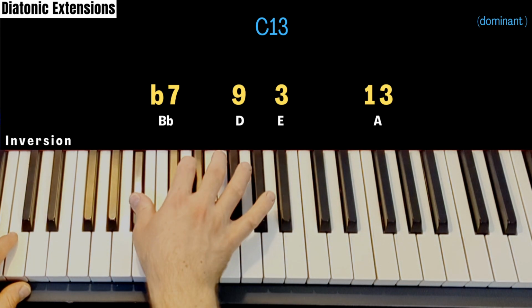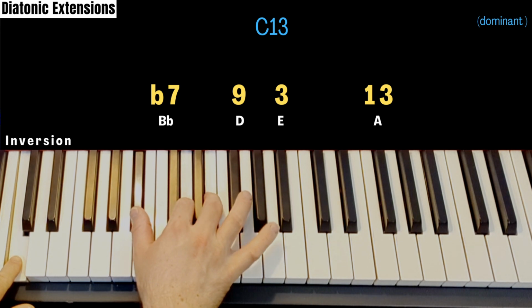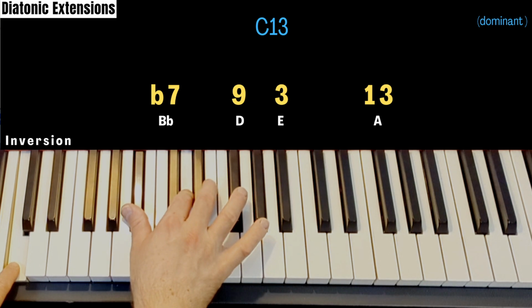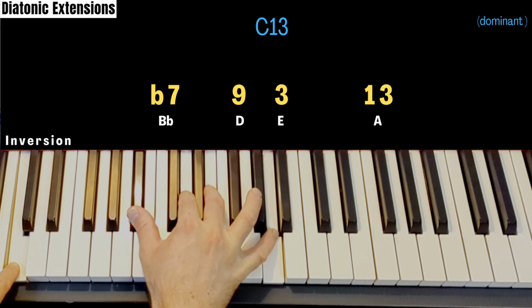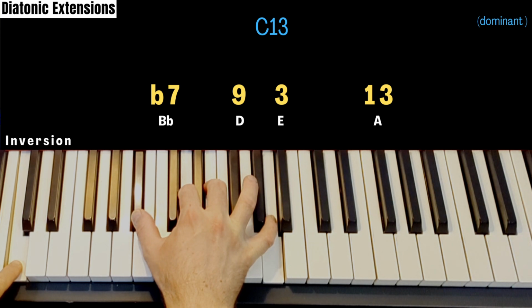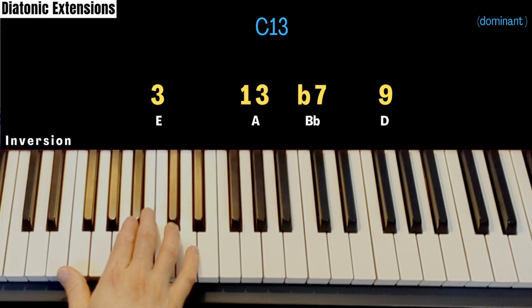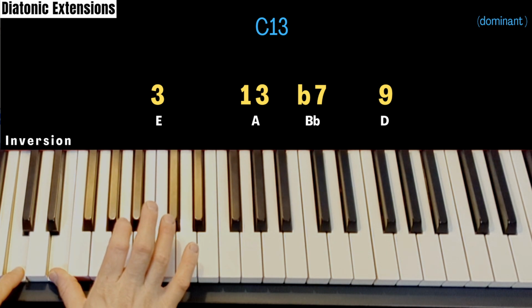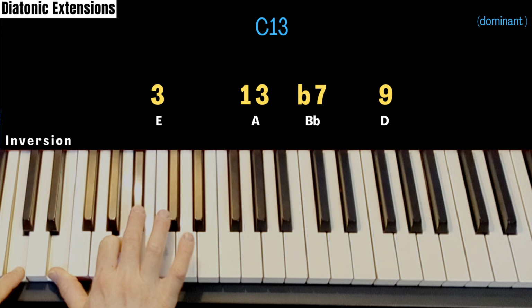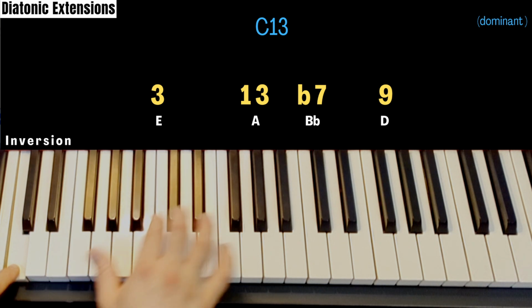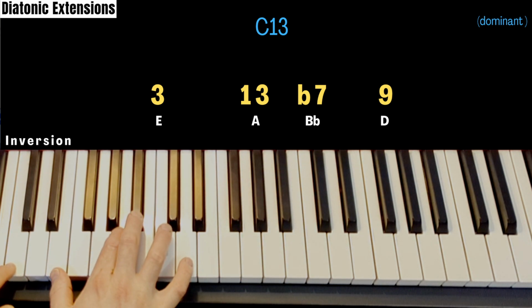Build it off the 7th, have the 9, have the 3rd, and then the 13 at the top. So I'm actually leaving the 5th out. I don't like to have that 5th in there. So 7, 9, 3rd, and the 13 up the top. Now another way I like to do this, depending on my voice leading and inversions, is starting it off the 3rd. So root in my left hand, 3rd, 13, flat 7, and 9. So they're my 2 versions of my C13 chord.